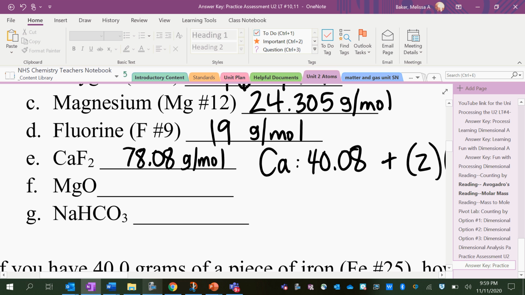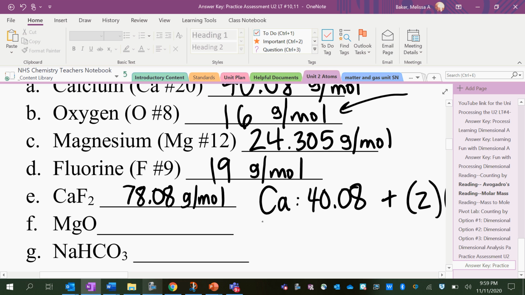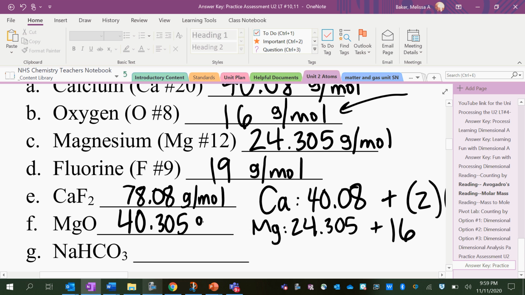All right, how about MgO? So Mg, we can see from above, is 24.305 plus oxygen is 16. So in my phone, I'm adding that together, 40.305 grams per mole.